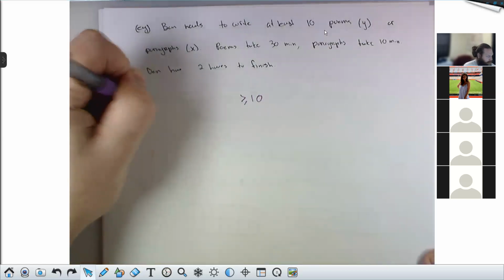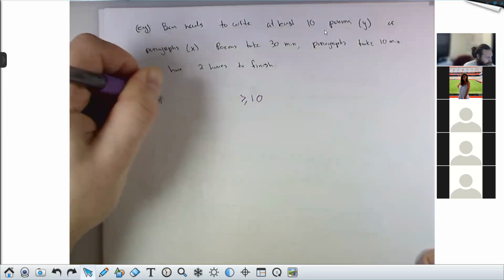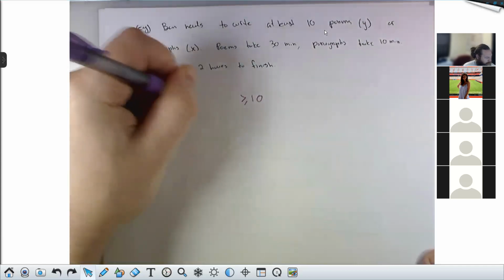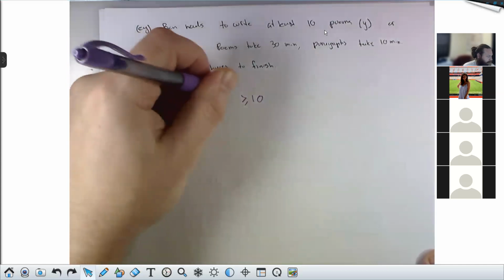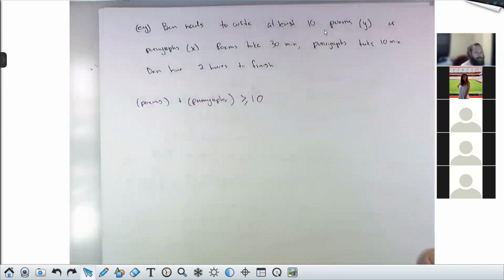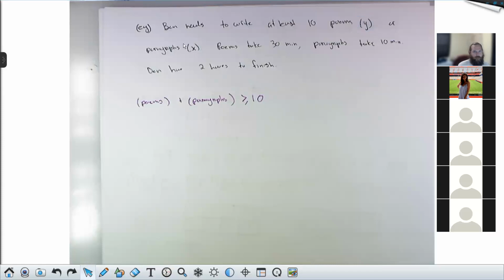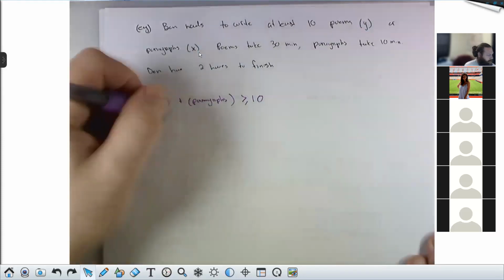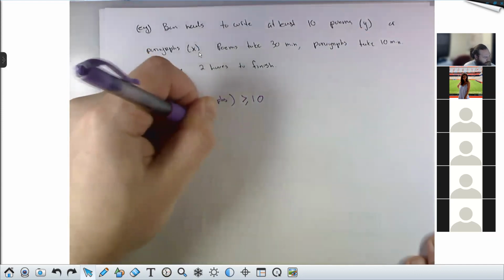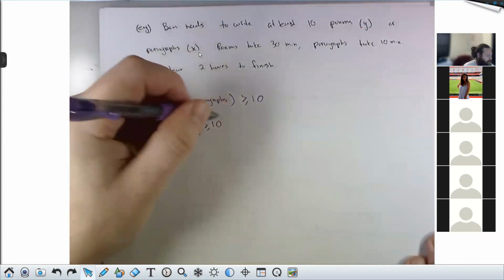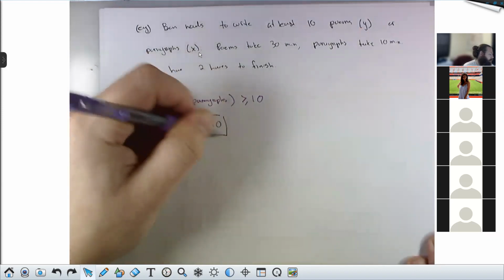This needs to be the number of poems plus the number of paragraphs. Right? The total number of things he produces has to be at least 10. And they said, let Y be the number of poems, let X be the number of paragraphs. So this means we need X plus Y to be greater than or equal to 10. This is our first inequality.